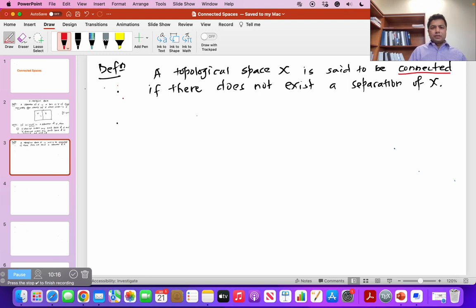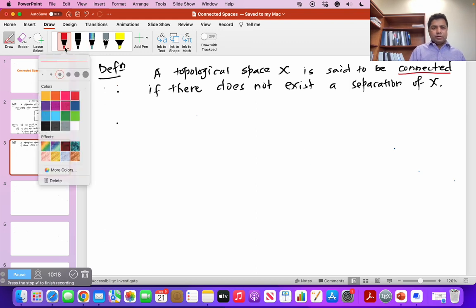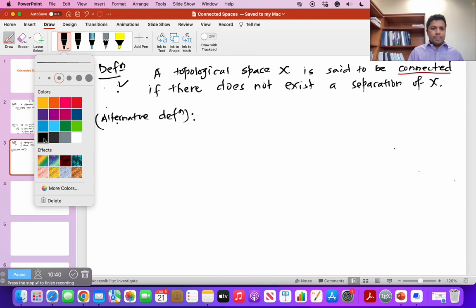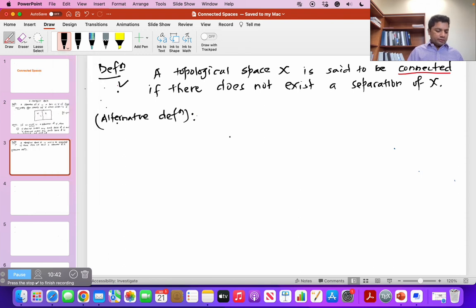And here is the alternative definition of a connected space. In fact, the definition that I gave you here and the one that I'm going to give are equivalent definitions. Okay, so let me give you the alternative definition.